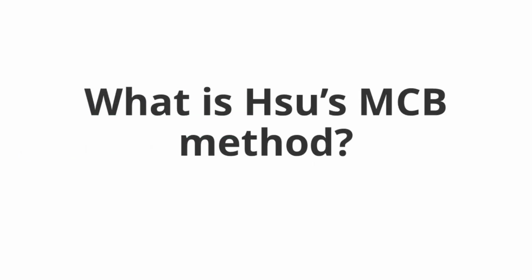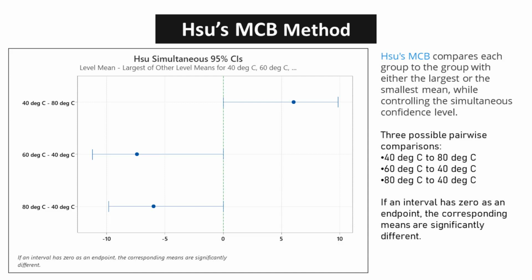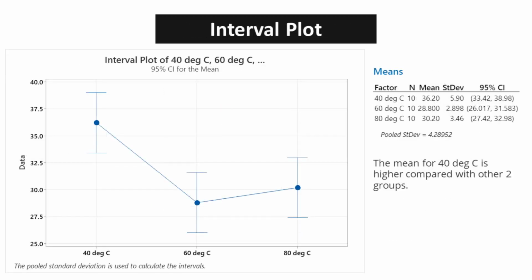What is Hsu MCB method? Hsu MCB compares each group to the group with either the largest or the smallest mean, while controlling the simultaneous confidence level. There are 3 possible pairwise comparisons, which are 40 degrees Celsius to 80 degrees Celsius, 60 degrees Celsius to 40 degrees Celsius, and 80 degrees Celsius to 40 degrees Celsius. If an interval has 0 as an endpoint, the corresponding means are significantly different. From the interval plot, the mean for 40 degrees Celsius is higher compared with the other two groups.